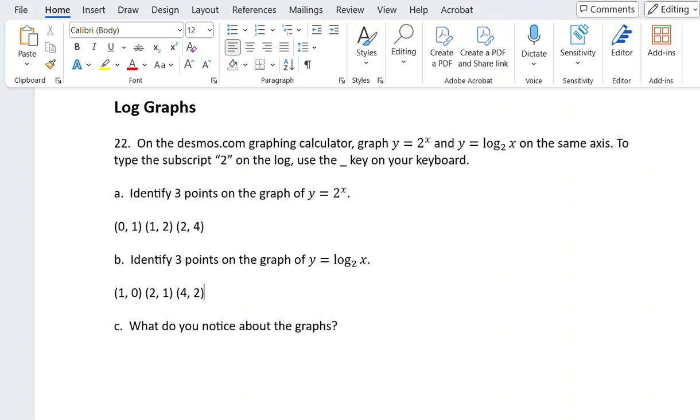and 4, 2. And what you should notice about the graphs is that they are inverses. This is something that we talked about in the beginning of the semester. The x and y coordinates are flipped. If I take any point on the graph of y equals 2 to the x, flip the x and y coordinates, I get a point on the graph of y equals log base 2 of x. And think about if I were to rewrite this log into exponential form. It would be 2 to the y equals x. So x and y are just switching places.